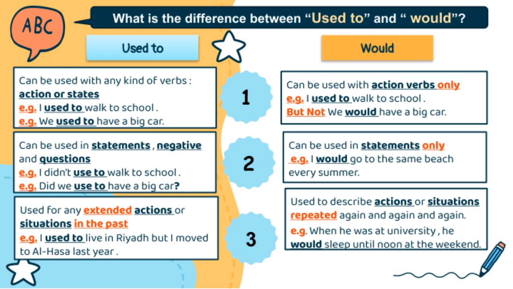Used to is quite flexible. It can describe actions or states, and you can use it in statements, negatives, and questions. Would, however, is mainly used for repeated actions and is only used in statements, not negatives or questions. Also, would is only used with action verbs, not states. So, for example, you can say, I would go to the same beach every summer, but you wouldn't say, we would have a big car. Finally, remember that used to emphasizes habits or repeated situations that no longer happen, making it a useful way to talk about changes over time.